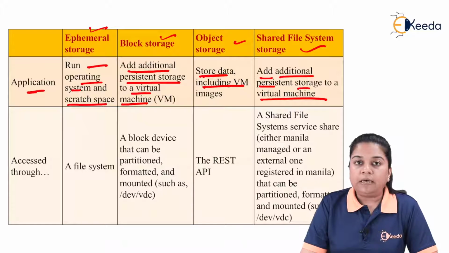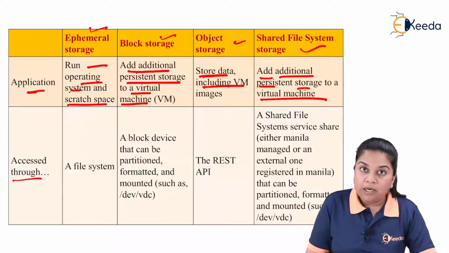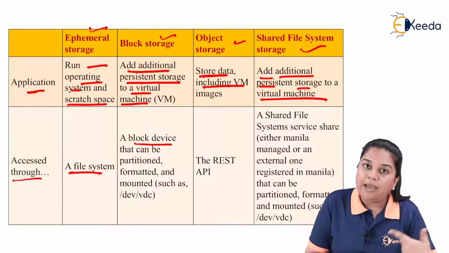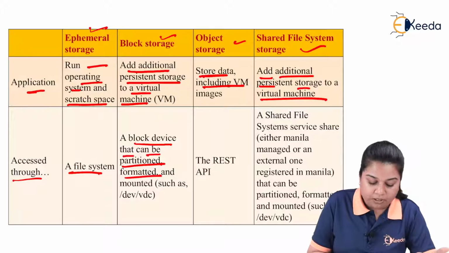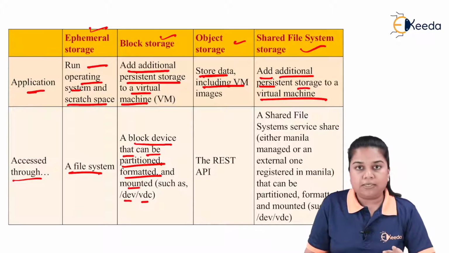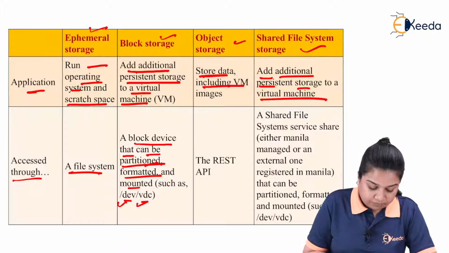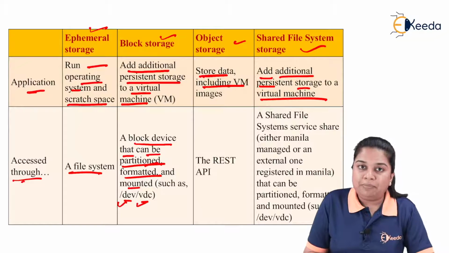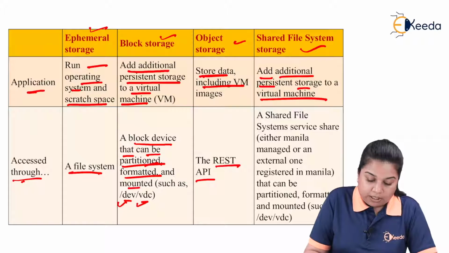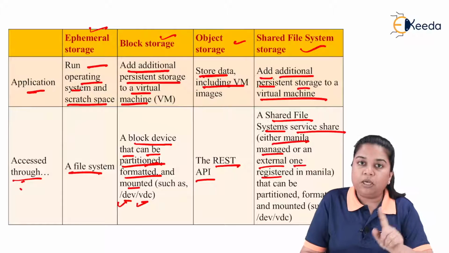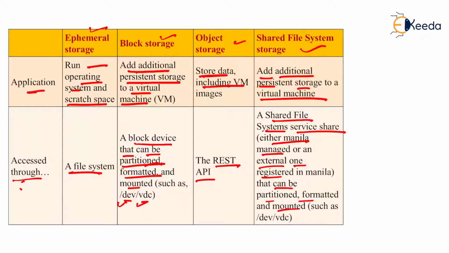Then we are going to the accessing of the services. Access through: in ephemeral storage it is accessed through a file system. In block storage, it can be accessed through block devices that can be partitioned, formatted and mounted, such as /dev/vdc, etc. These are examples of the devices which can be partitioned, formatted and mounted. Then again, in object storage, the files can be accessed through the REST API. And then in shared file system storage, the files can be accessed through a shared file system service, which is either Manila managed or an external one registered in Manila, that can be partitioned, formatted and mounted. Now it also has the same example, like /dev/vdc.